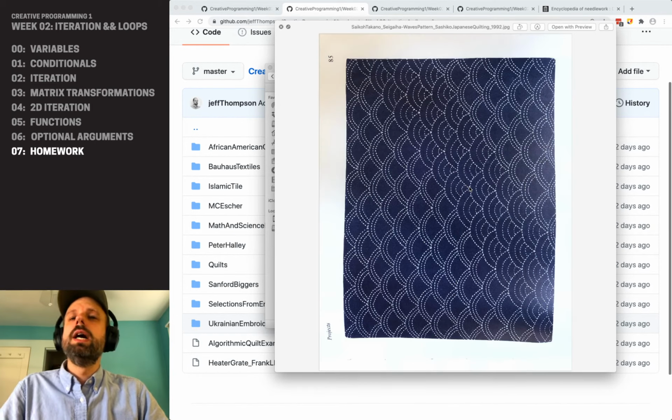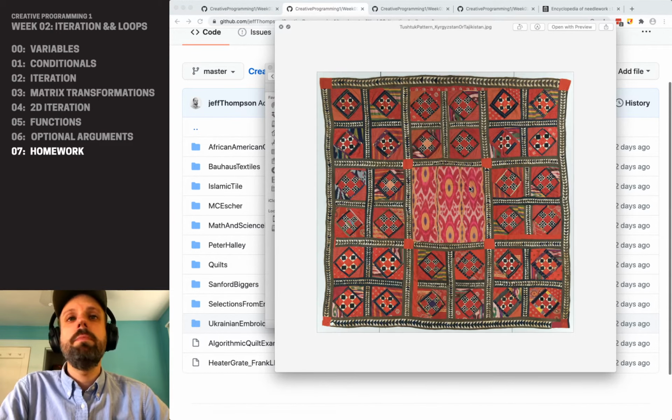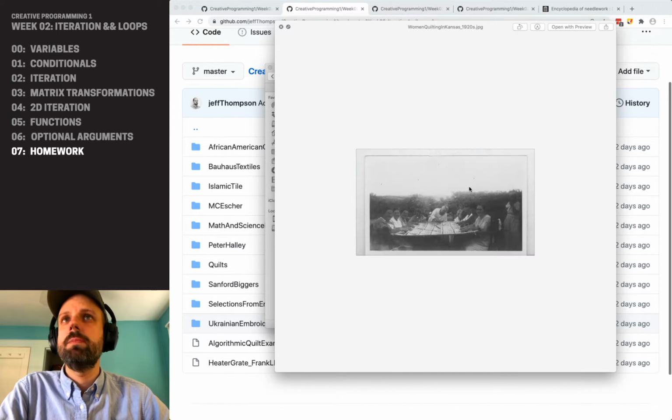I've put a link to the Quilt Study Center, the International Quilt Study Center at the University of Nebraska. They have an amazing online collection. That's where a lot of these are from.